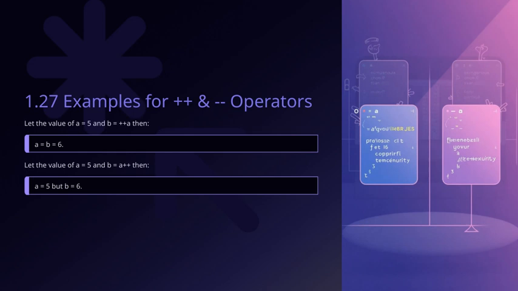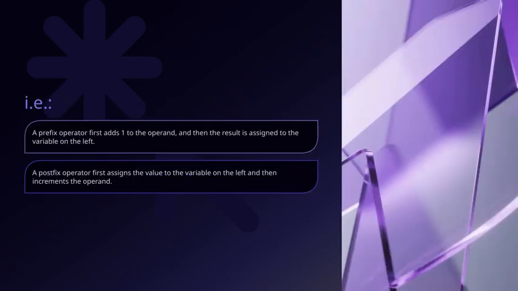These examples tie back to our overall theme of understanding operator behavior in programming, helping us write more predictable and error-free code. Let's talk about the difference between prefix and postfix operators. With a prefix operator, the key point is that it first adds 1 to the operand, and only after that does it assign the new value to the variable on the left. This means the increment happens before any other operation involving that value.